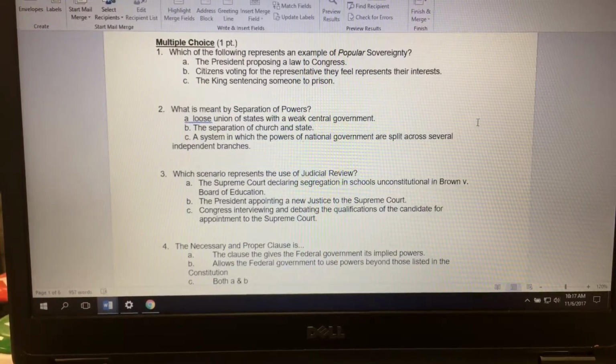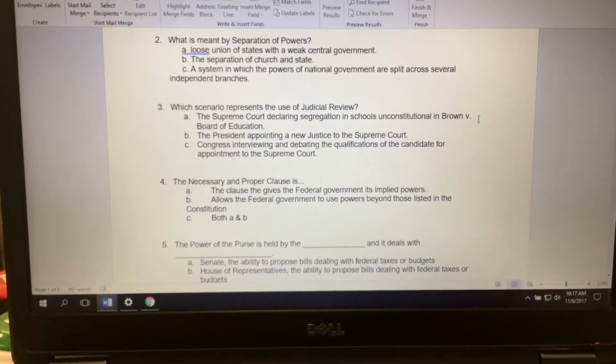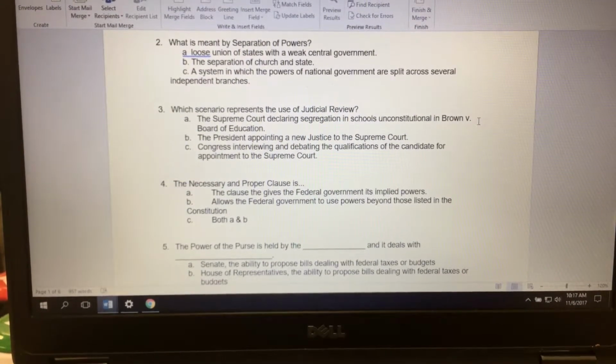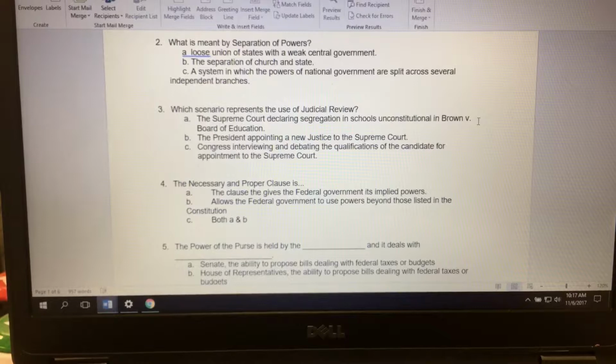What is meant by separation of powers? A. A loose union of states with a weak central government. B. The separation of church and state. C. A system in which the powers of national government are split across several independent branches.